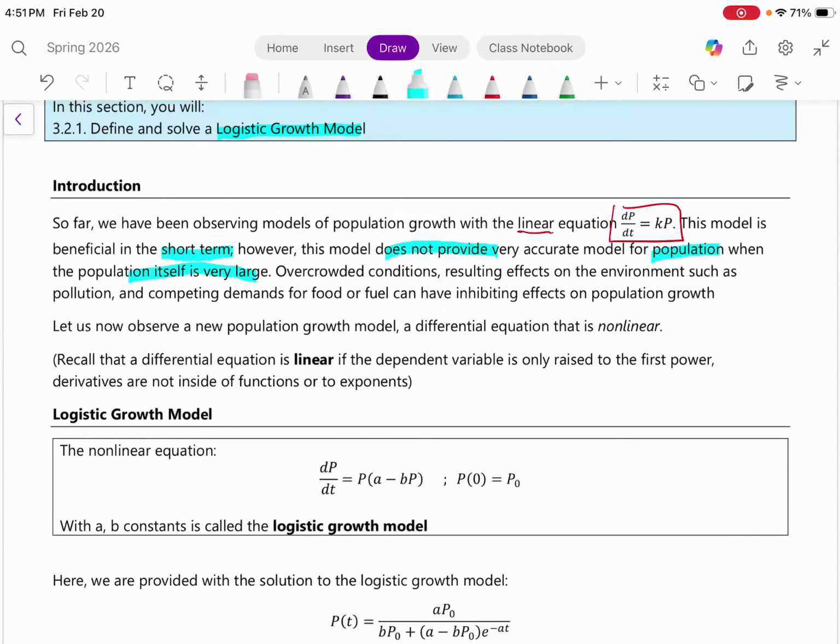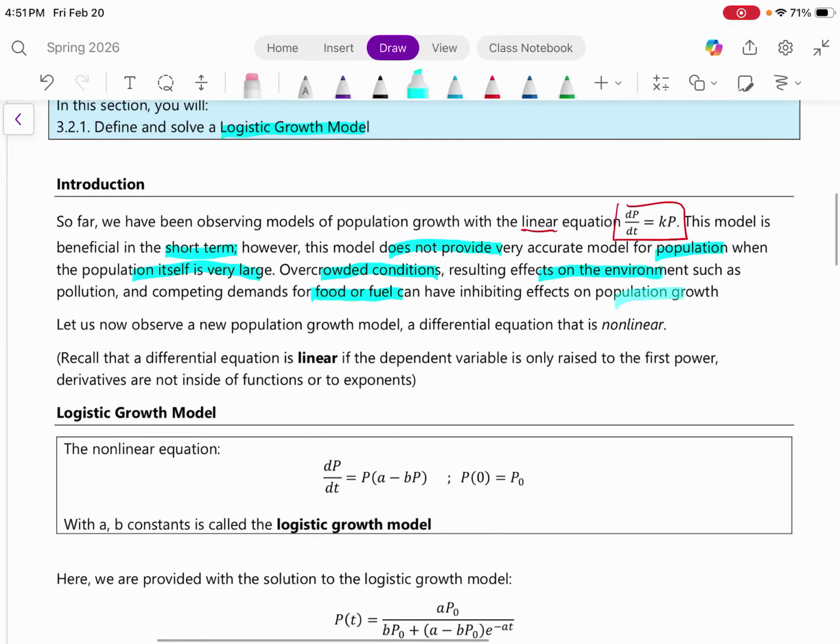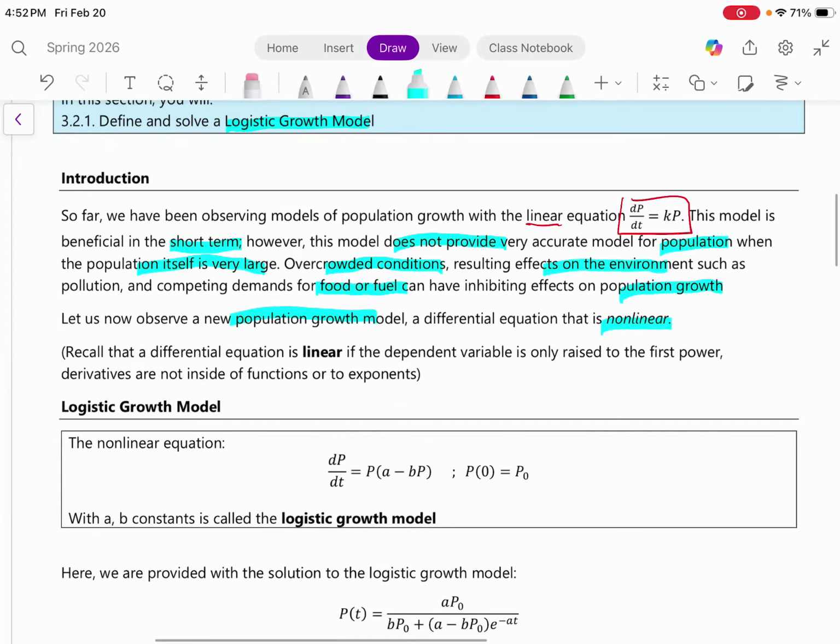Other factors, including overcrowding, effects on environment, and supply and demand for food and fuel can affect population growth. Okay, so different factors affecting population growth. So let's look at a new population growth model, which is a nonlinear differential equation.